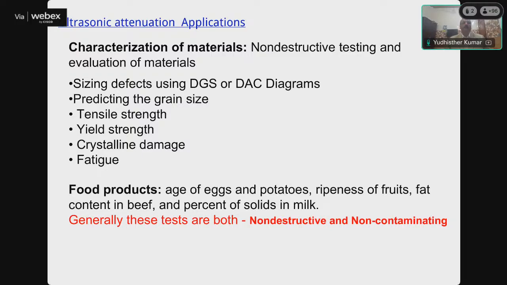Again, this slide shows the ultrasonic applications of attenuation, that is NDT and evaluation of material, sizing defects using DGS and DAC diagrams, predicting grain size, tensile strength, yield strength, crystal damage, fatigue. In addition to this, it is used in food products, the age of eggs and potatoes, ripeness of fruits, fat content in beef, and percentage of solids in milk. And generally, these tests are both non-destructive as well as non-contaminating. So, in so many applications, the ultrasonic attenuation measurements are used.